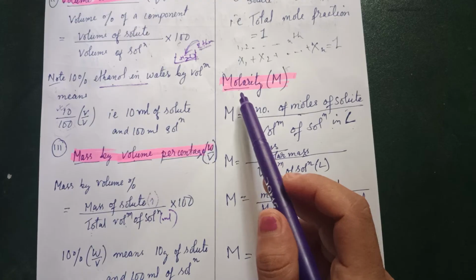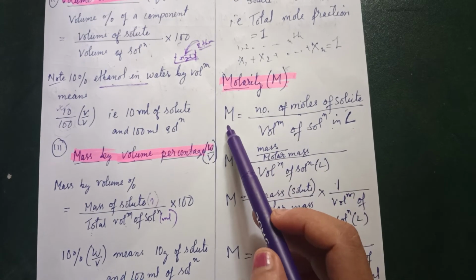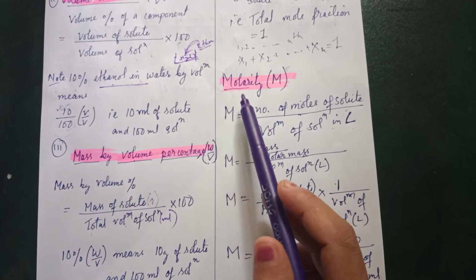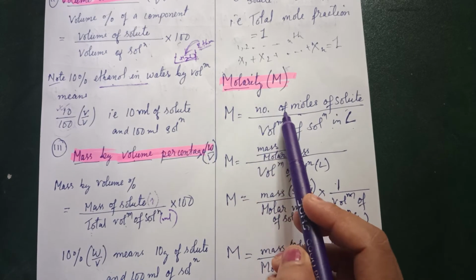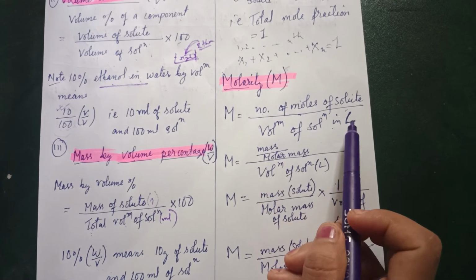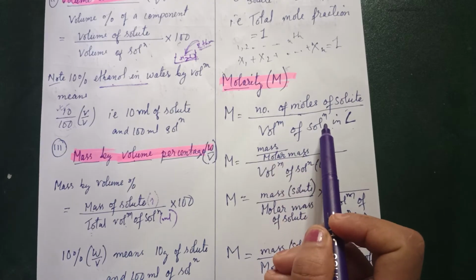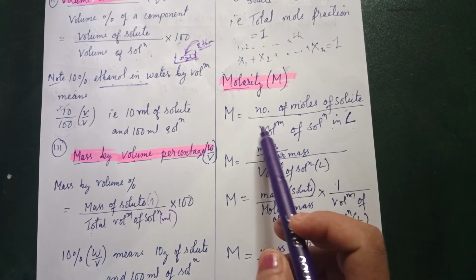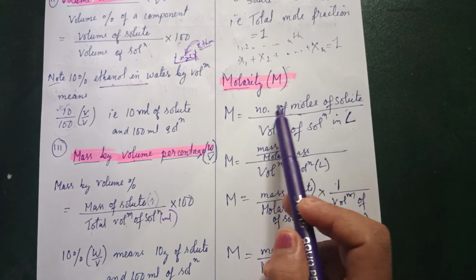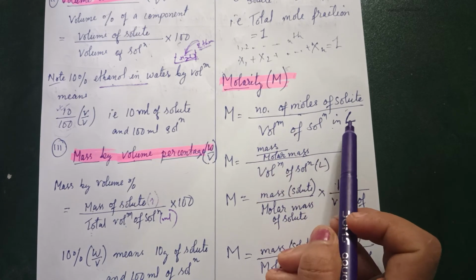We have another term called molarity. It is denoted by the symbol capital M. Molarity is defined as the number of moles of solute dissolved per liter of the solution. Always remember, below will be the volume of the solution, and that also in liter. Above will be the number of moles of solute, below will always be the volume of the solution in liter.